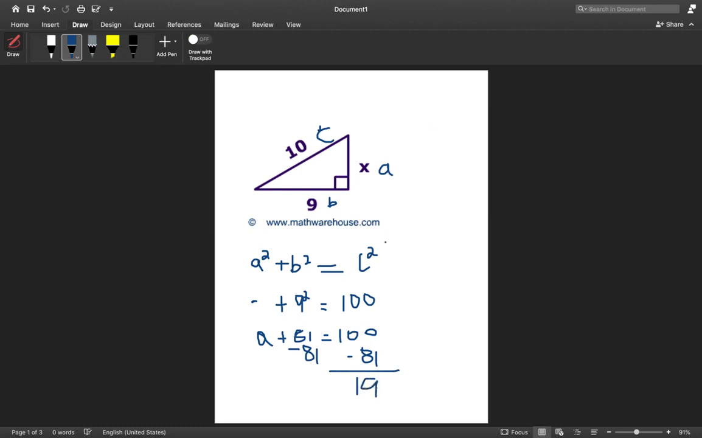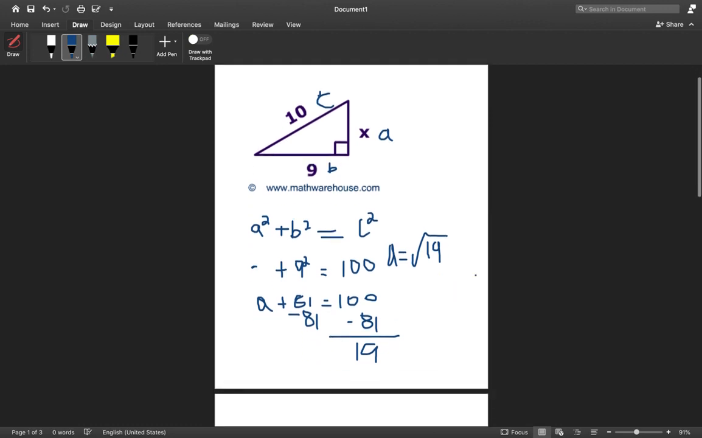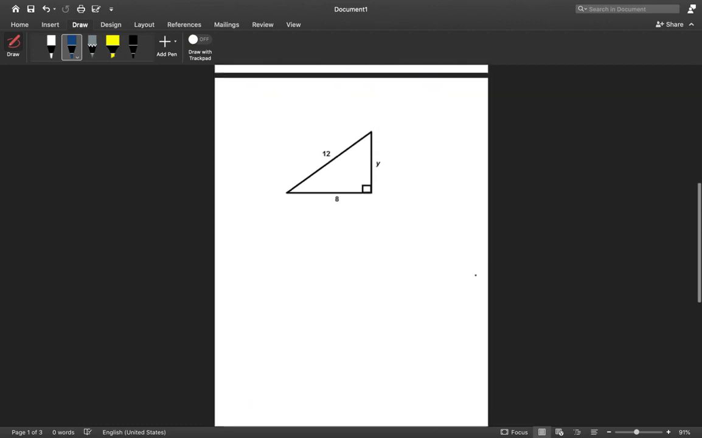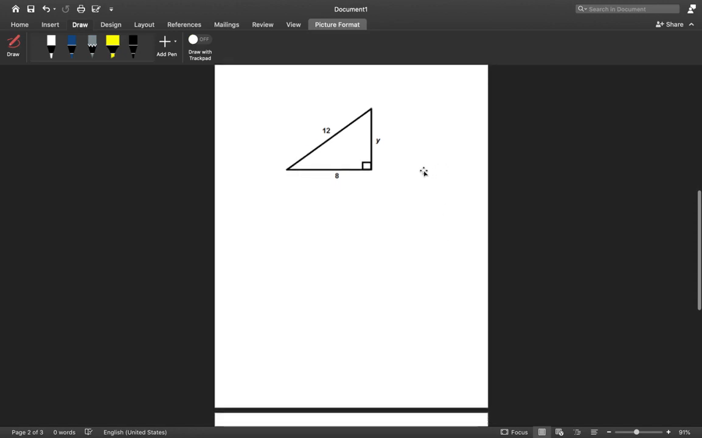And then to undo the square, we have to put the square root of 19 to get the value. But for our purposes, because this is going to be a very long decimal, our answer, A, is the square root of 19. Because remember, we have to bring the squares back, because we squared it and we have to put it back. So let's move on to the next problem, some more practice with the Pythagorean theorem.